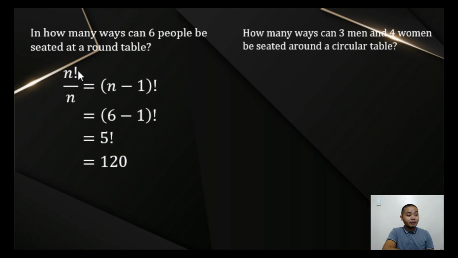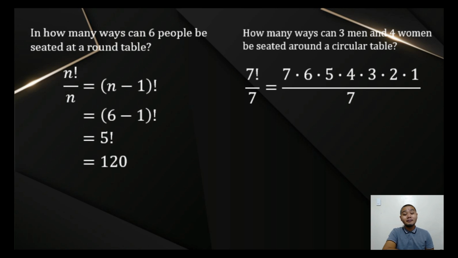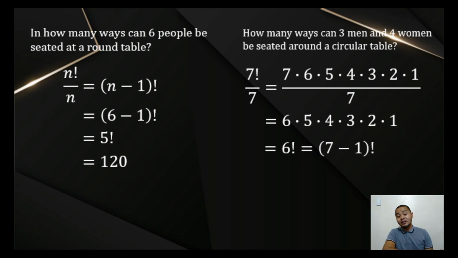So, gamitin natin yung formula na n factorial over n. So, 7 factorial over 7. So, yung 7 factorial, that is 7 times 6 times 5 times 4 times 3 times 2 times 1. Cancel mo na yung 7 dyan. So, ang may iwan dito is 6 times 5 times 4 times 3 times 2 times 1. This is actually equivalent to 6 factorial, which is the same with the quantity of 7 minus 1 factorial. So, ang 6 factorial is actually equivalent to 720.